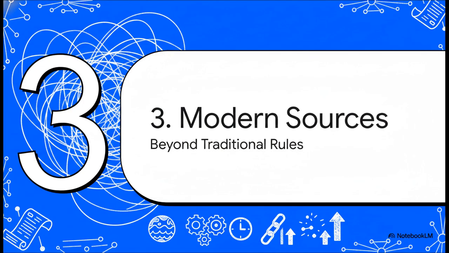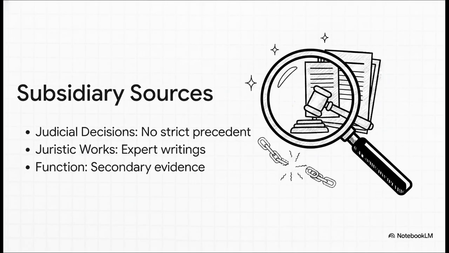Let's get into Section 3, Subsidiary and Contemporary Sources, beyond traditional frameworks. Okay, first, let's look at the subsidiary sources under Article 38, judicial decisions and juristic works. Now, here's a detail that trips up a lot of students. International law does not follow strict binding judicial precedent. There is no stare decisis under Article 59 of the ICJ Statute. Court judgments and the writings of highly qualified experts don't actually create the law. Instead, they function as secondary evidence to help verify and interpret the rules that already exist.